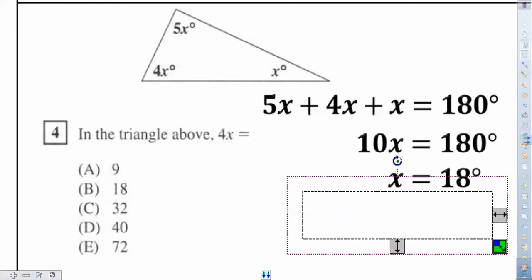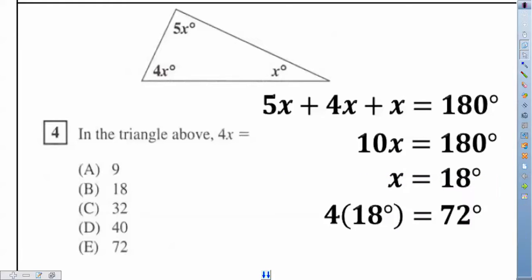And then we can plug that in. So there we have it, we got 72. And so that's our answer. Kind of trap answer there would be the 18 there, just because they were asking for x, or they asked for 4x.